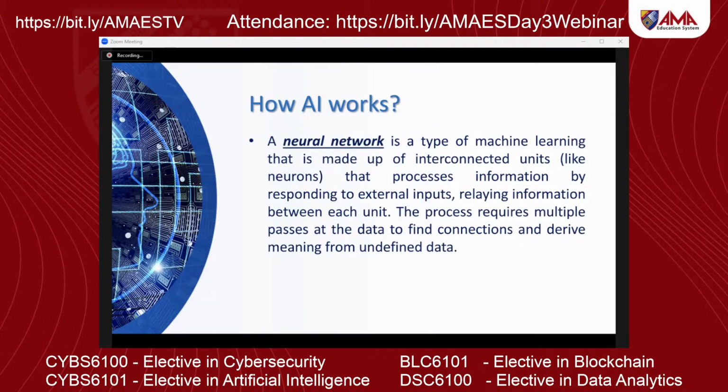Neural network. This is a type of machine learning that is made up of interconnected units like neurons that process information by responding to external inputs, relaying information between each unit. The process requires multiple passes at the data to find connections and derive meaning from undefined data.